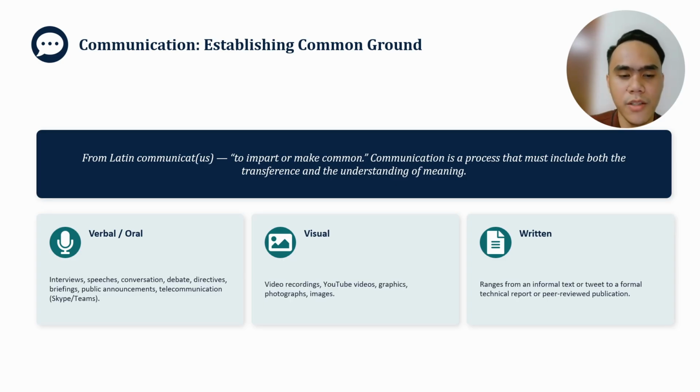Robbins and Judge make a precise point worth quoting directly: communication can be thought of as a process, and it must include both the transference and the understanding of meaning. Notice both halves of that requirement. Simply transferring information is not enough if it is not actually understood. And understanding without any transfer obviously cannot happen either. Both halves have to occur for communication to have genuinely happened at all.